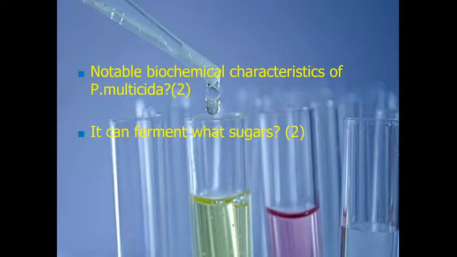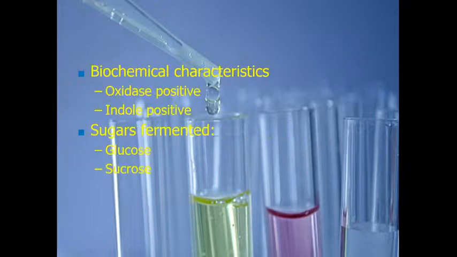Notable biochemical characteristics of Pasteurella multocida is that it's oxidase positive and indole positive. And it can ferment what sugars? Glucose and sucrose.